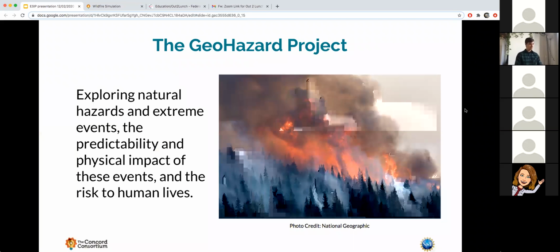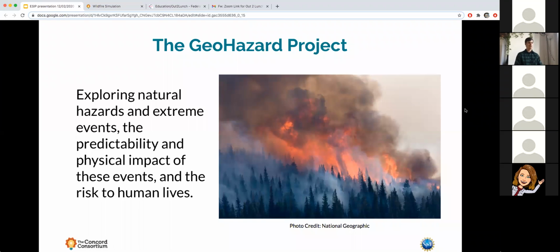So the Geohazard Project is focused on allowing students to explore natural hazards and extreme events, the predictability and physical impact of those events, and the risk to human lives. So we allow students to investigate and observe the environmental factors that cause and propagate a hazard, and also reason about the impacts and risks that these hazards bring to communities. We created 3 natural hazard modules: hurricanes, wildfires, and floods. I'm going to show you the wildfire model today.